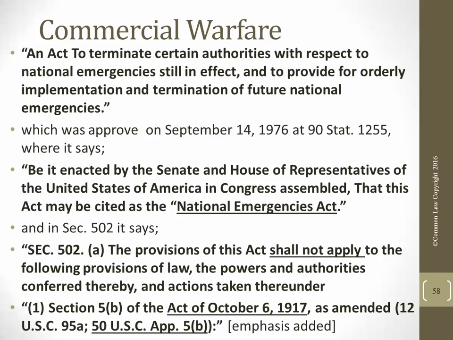In Section 502, the provisions of this act shall not apply to the following provisions of law, the powers and authorities conferred thereby, and actions taken thereunder. And that's Section 5B of the Act of October 6, 1917. That is the Trading with the Enemy Act. Okay, so they went and repealed all emergencies except for that one, and it's still there.